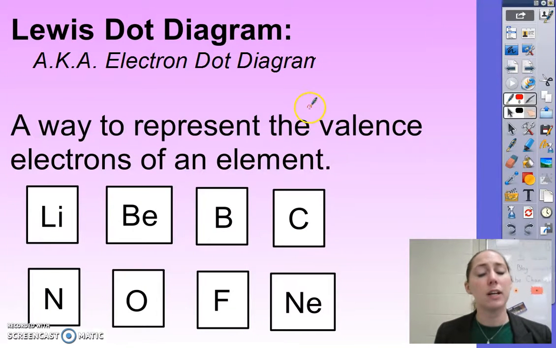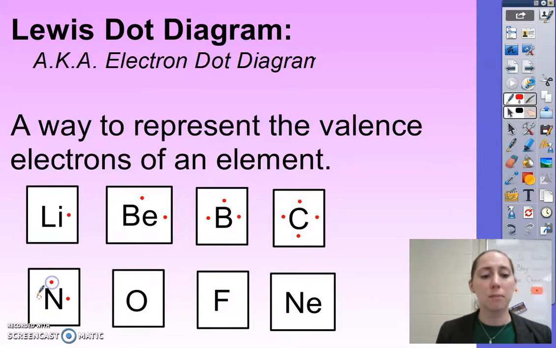Now, this is a lot of work to draw if we're only paying attention to the outside electrons. So, we have a shortcut called a Lewis dot diagram. This is simply a way to represent the valence electrons of an element. So what you do is you write the chemical symbol, and then you put 1 dot for each valence electron. Lithium is in group 1, it has 1 valence electron. Beryllium is in group 2, it has 2 valence electrons. Boron's in group 13, it has 3. Carbon's in group 14, it has 4. Now nitrogen is in group 15, it has 5 valence electrons.